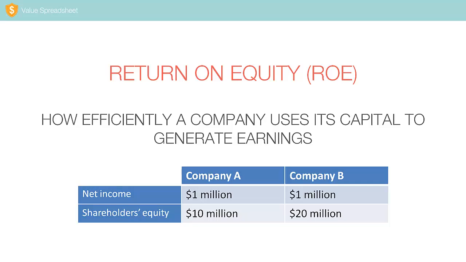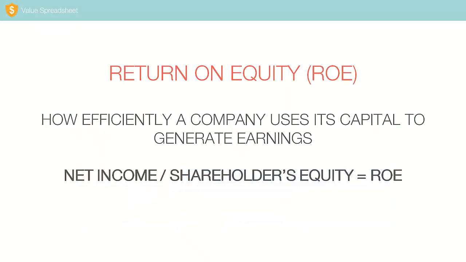It indicates that every dollar invested in Company A will generate twice as much extra net income as that same dollar invested into Company B. This is huge. This important ratio between net income and shareholders' equity is called the return on equity, or ROE. To calculate ROE, divide net income by shareholders' equity.